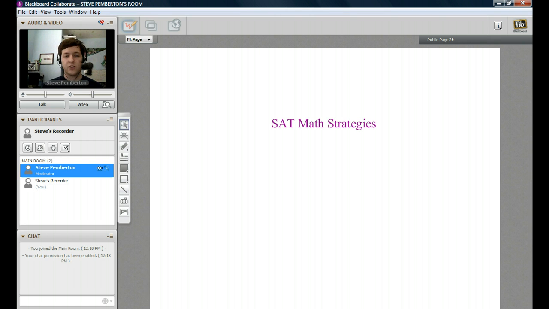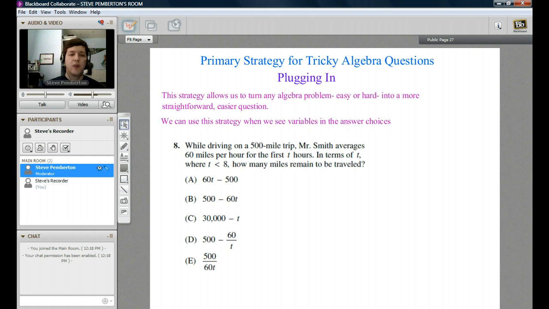handle algebra questions. Our primary strategy to combat any difficult questions will be what we call plugging in. Plugging in is a strategy that allows us to turn any algebra question, whether it's easy or hard, into a more straightforward and easier question, because it turns it into an arithmetic-based question, which we've been doing since elementary school, compared to doing algebra since middle school, maybe even high school. So we're just inherently better at arithmetic than we are at algebra.